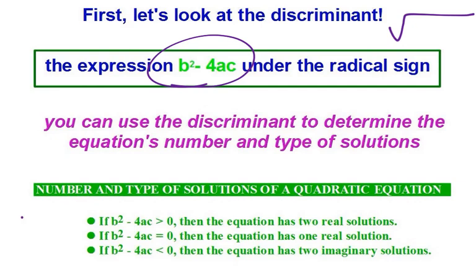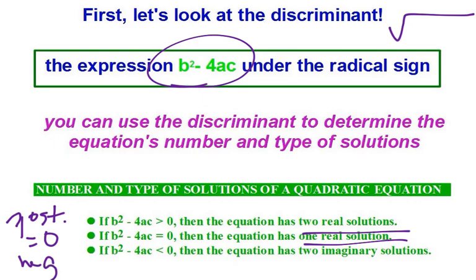If it is greater than 0, which means it is positive, you will have 2 real solutions. They might be positive, they might be negative, they might be a decimal, that's okay. But you will have 2 real solutions. If it is equal to 0, you will have 1 real solution. Once again, it can be positive, it can be negative, it can be a decimal. If it is less than 0, which means it's negative, you have 2 imaginary solutions, which means you have to have an I in the answer.